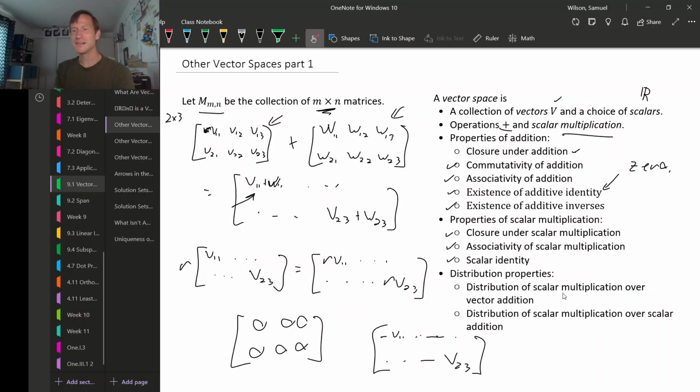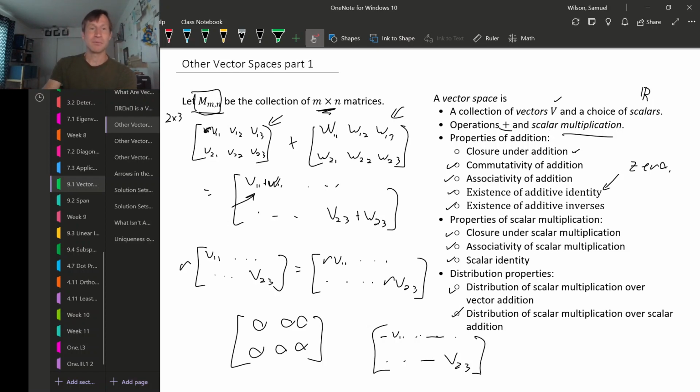And then scalar multiplication over vector addition and scalar multiplication over scalar addition, those come down to, because these operations are defined entry by entry, both of these come down to real distribution over real addition, so both of these are satisfied. So the collection of matrices is a vector space, even though it's full of matrices and not what you might think of as vectors.